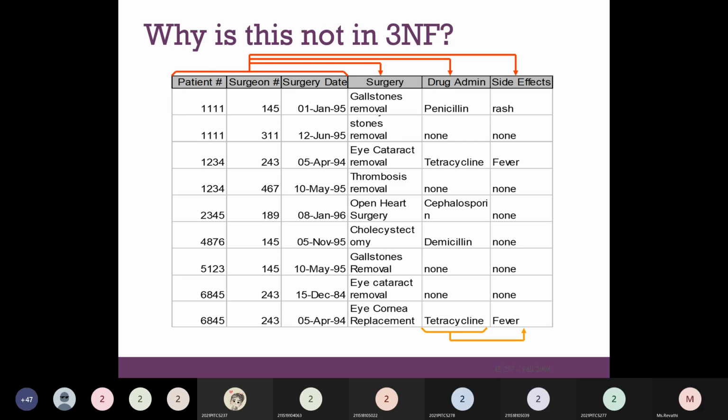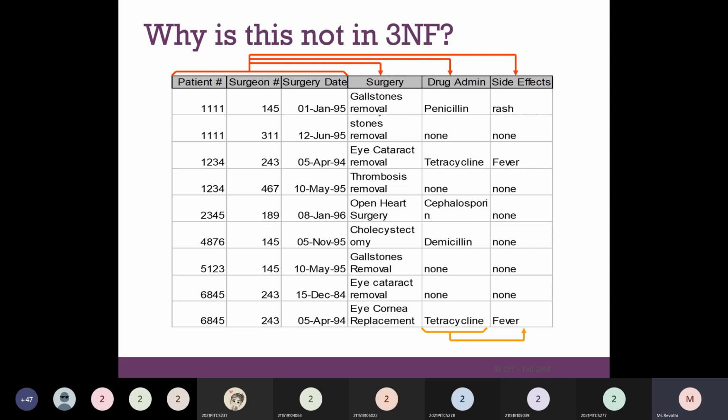So this is your surgery table. In the surgery table, we have patient number and surgeon number, which is a key attribute. By using it, we can determine the value of surgery date, surgery, drug administered, and side effects. The drug administered is itself enough to yield the value of side effect. So there exists a transitive dependency.